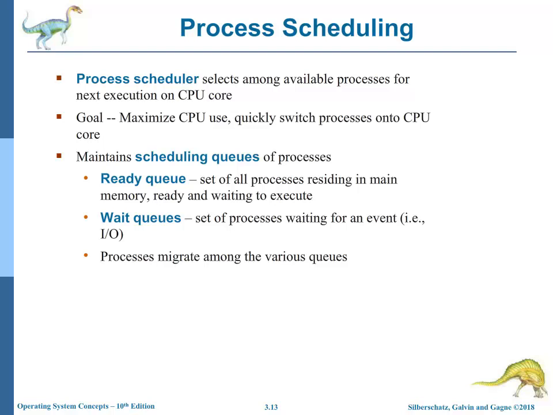The ready queue is the set of all processes residing in main memory, ready and waiting to execute. Wait queues are the set of processes waiting for an event, for example, input or output. So processes migrate among the various queues.